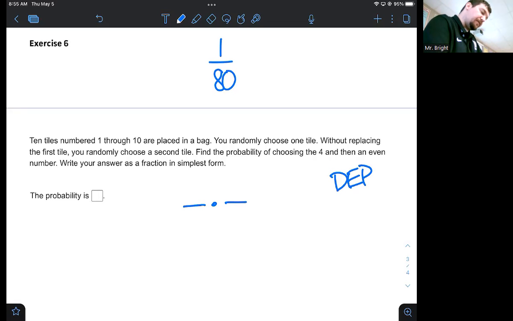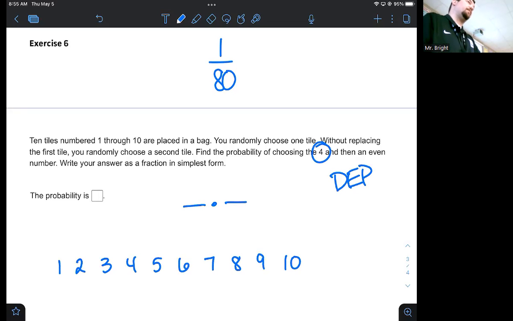What's the probability of choosing a 4? I'm going to go ahead and just number them. I guess you don't have to. But there are your tiles, 1 through 10. How many 4s are up there? Out of? Okay, so that's pretty simple. Now here's why I thought that might be helpful to number them though. The 4 is no longer there. Keep that in mind. So when it says then an even tile, how many of these numbers up here are even?